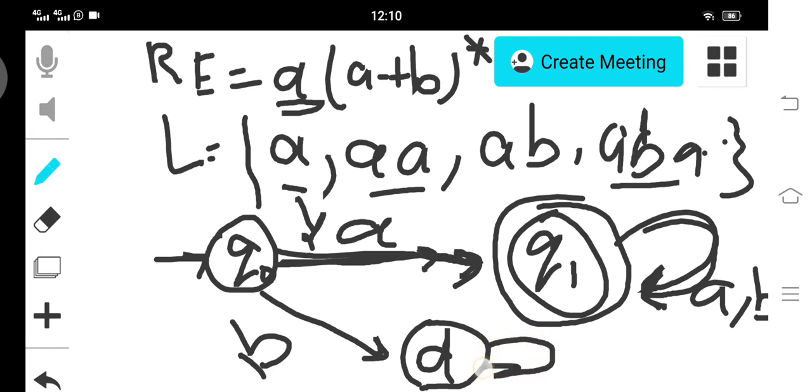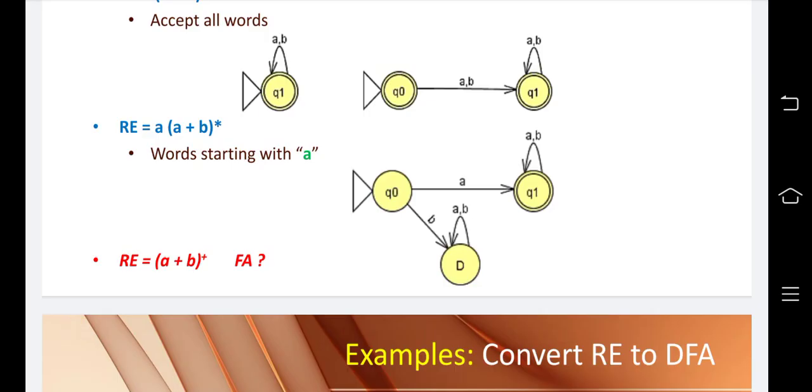Then we need a transition for each alphabet also in this state. So any combination of a, b will lead us into the dead end. This is the complete finite automata for a language starting with a. The next one is the regular expression (a plus b) to the power of plus, meaning a language containing any combination of a, b, not including empty.